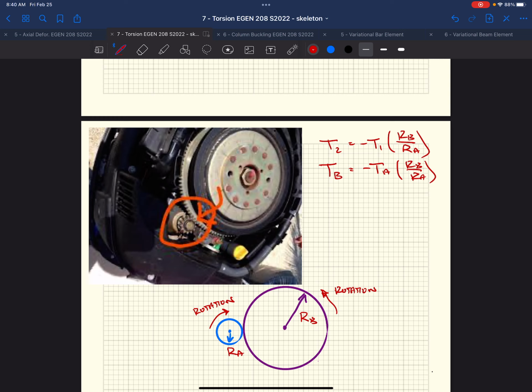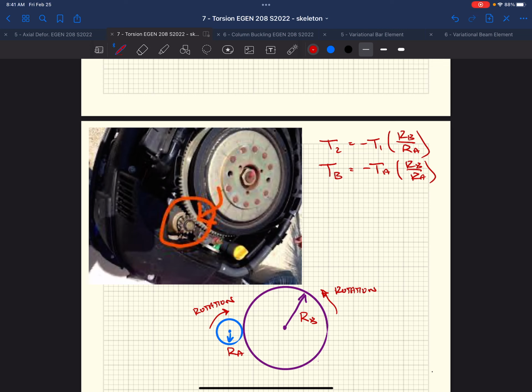Right, so as you can imagine, the torque applied at B is the torque at A times the radius of B over the radius of A. So if the radius of B is a lot bigger than the radius at A, the torque that's applied at A is going to be less, right? Because now this ratio, if RB is, if the second gear is bigger than the first gear, then our torque is going to be amplified. If the second gear is smaller than the first gear, then our torque is going to be reduced, right?